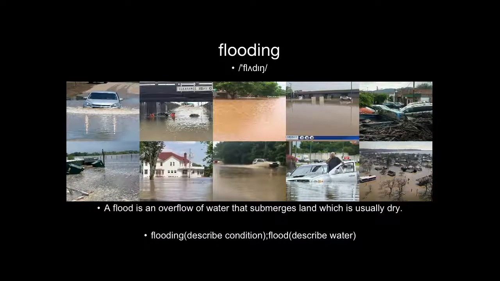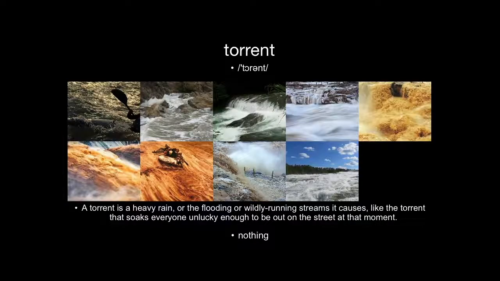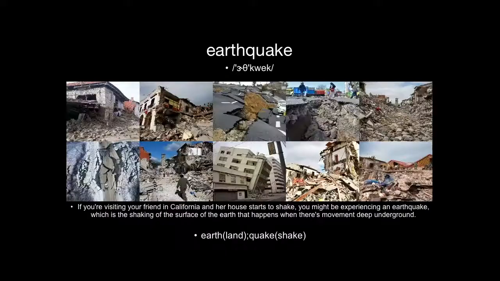A flood is an overflow of water that submerges land which is usually dry. Torrent. A torrent is a heavy rain, or the flooding or wildly running streams it causes, like the torrent that soaks everyone unlucky enough to be out on the street at that moment. Earthquake. If you're visiting your friend in California and her house starts to shake, you might be experiencing an earthquake, which is the shaking of the surface of the earth that happens when there's movement deep underground.